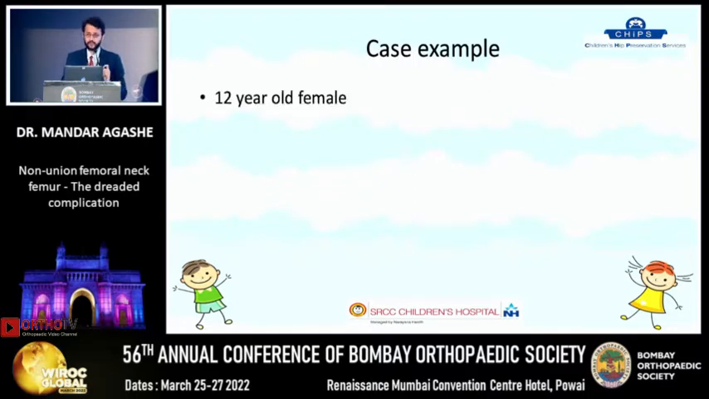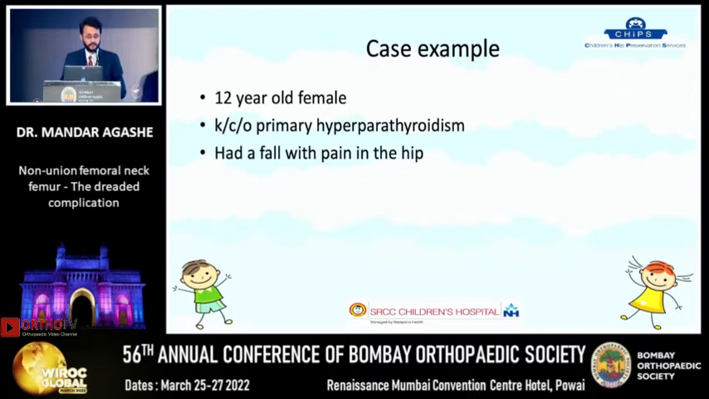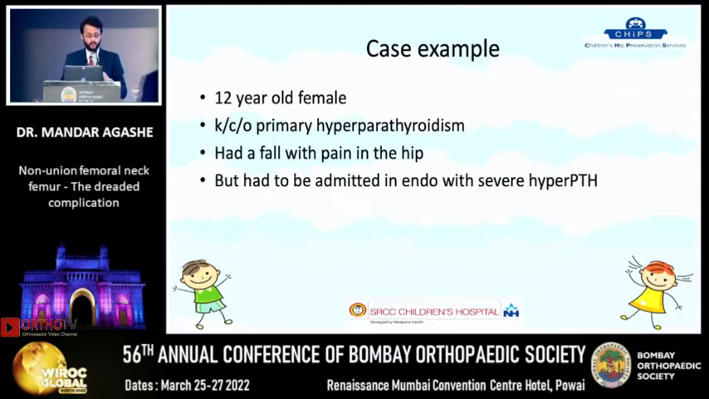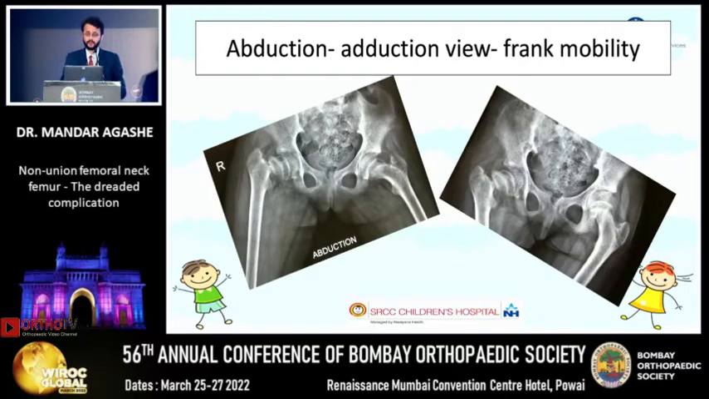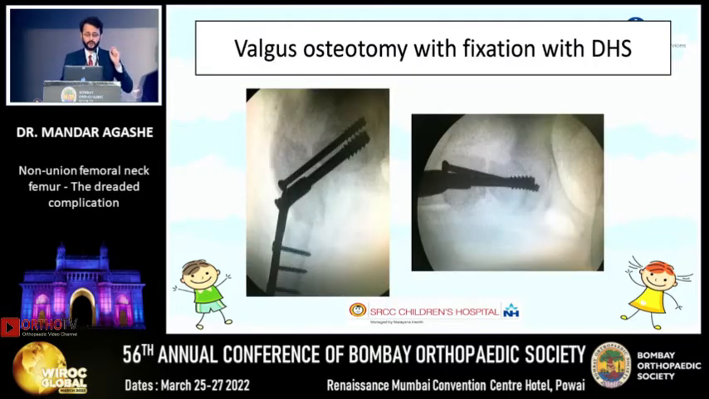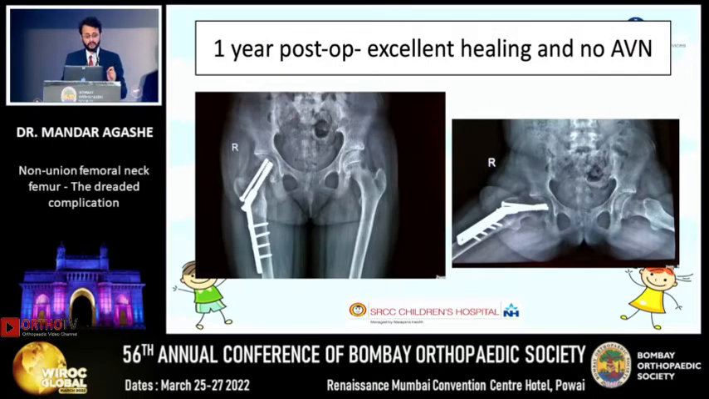A case example: this was a 12-year-old female, known case of primary hyperparathyroidism. She had a fall with pain in the hip, but had to be admitted in the endocrinology department with severe hyperparathyroidism and was referred to us after 2 months. You can see that this is a stage 1 Sandhu non-union neck femur. In the abduction-adduction view, there is frank mobility. So as described by Sandhu's classification, this is a grade 1 fracture. You require just a good valgus osteotomy with a fixation, and you can see that at 1 year there is excellent healing and no AVN.